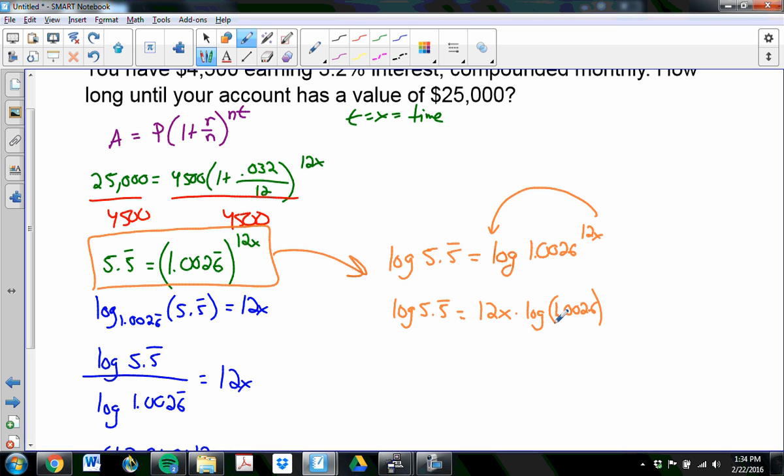Sometimes it's nice to have parentheses around these to kind of split up what the log is a part of and what the log isn't a part of. So I could have done all this up here if I'd wanted to. And get that x by itself. So divide both sides by 12 times the log of 1.0026 repeating.